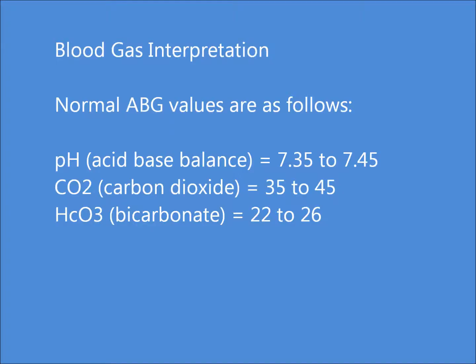The first step in interpreting blood gases is assessing normal values. Normal ABG values are as follows: pH 7.35 to 7.45, CO2 35 to 45, and HCO3 22 to 26.